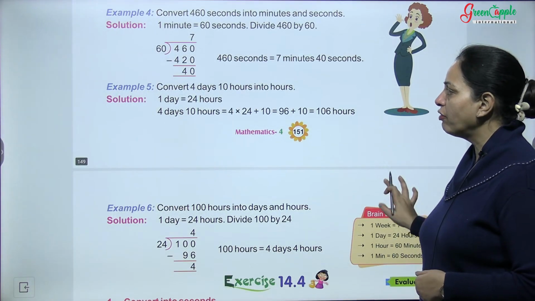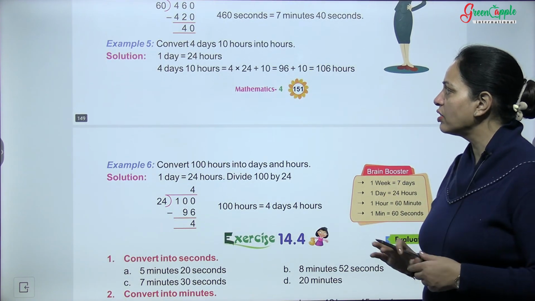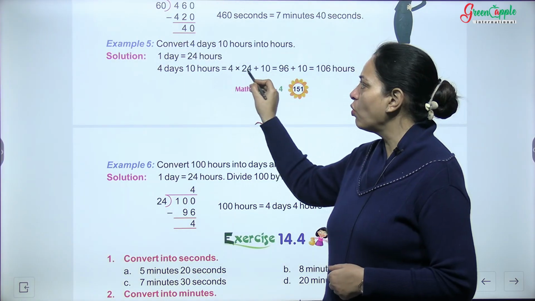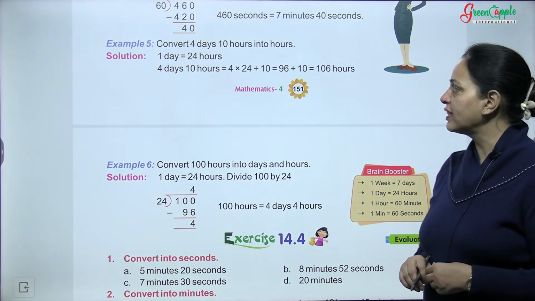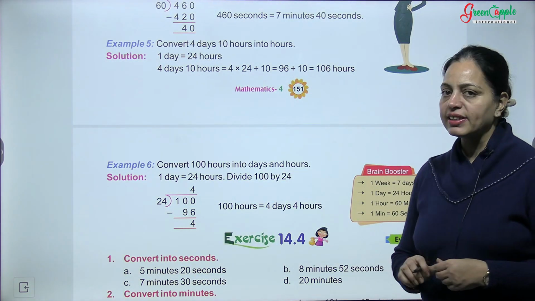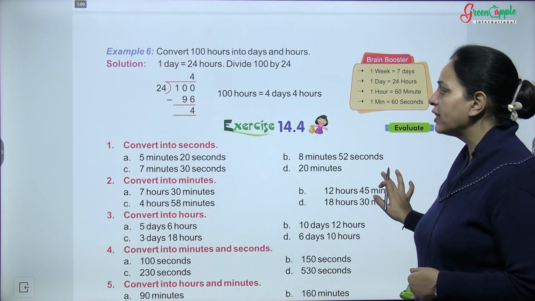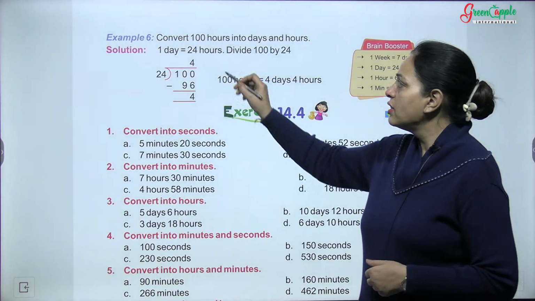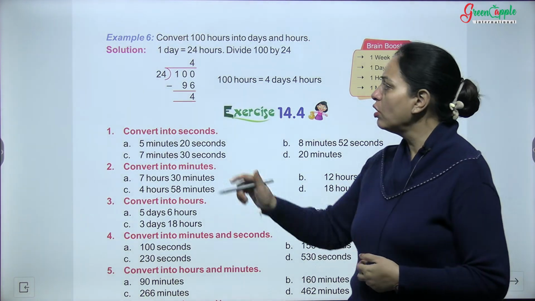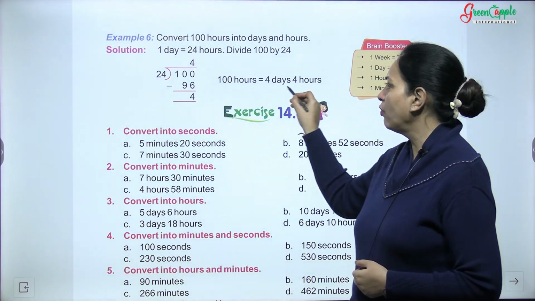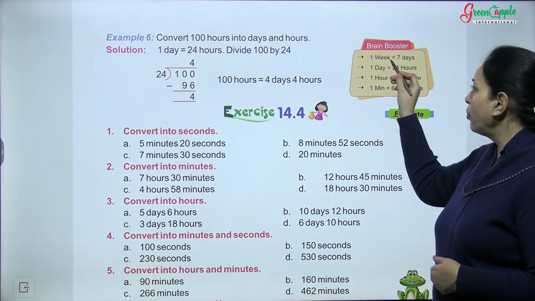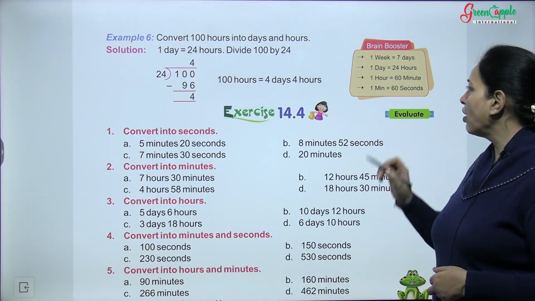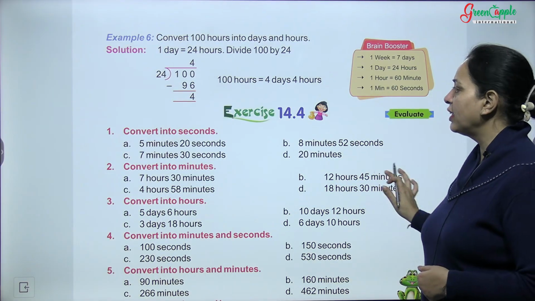Now example 5, convert 4 days 10 hours into hours. So 1 day is 24 hours, 4 days is 4 into 24 plus 10, 96 plus 10, 106 hours. Now example 6, convert 100 hours into days and hours. So divide 100 by 24. So this is 4 days and 4 hours. Okay. Now brain booster: 1 week is 7 days, 1 day is 24 hours, 1 hour is 60 minutes and 1 minute is 60 seconds.